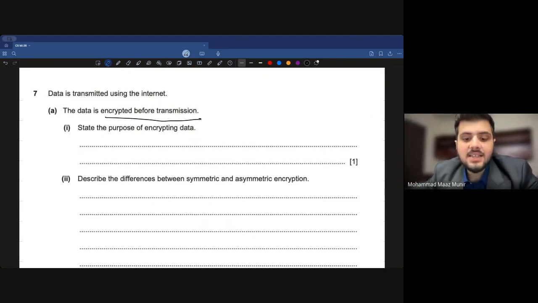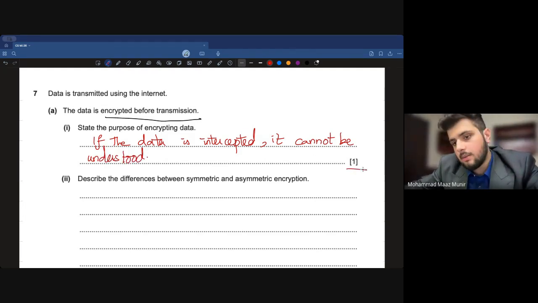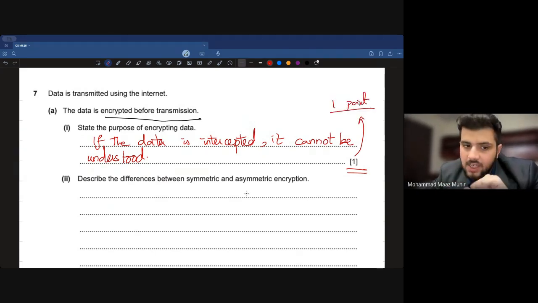So we say that the purpose of encrypting is that even if the data is intercepted, it cannot be understood. And it's just 1 mark, so you are expected to write 1 point. 1 mark equals 1 point. You do not need a proper explanation here.